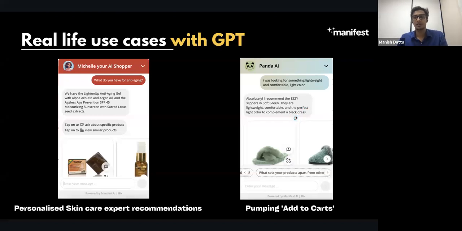Similar example on the right. This is from Panda Slippers, an Australian footwear brand known for their really light, breezy, and comfortable footwear. And this is how it helps customers find exactly what they're looking for and increase the conversion rate.